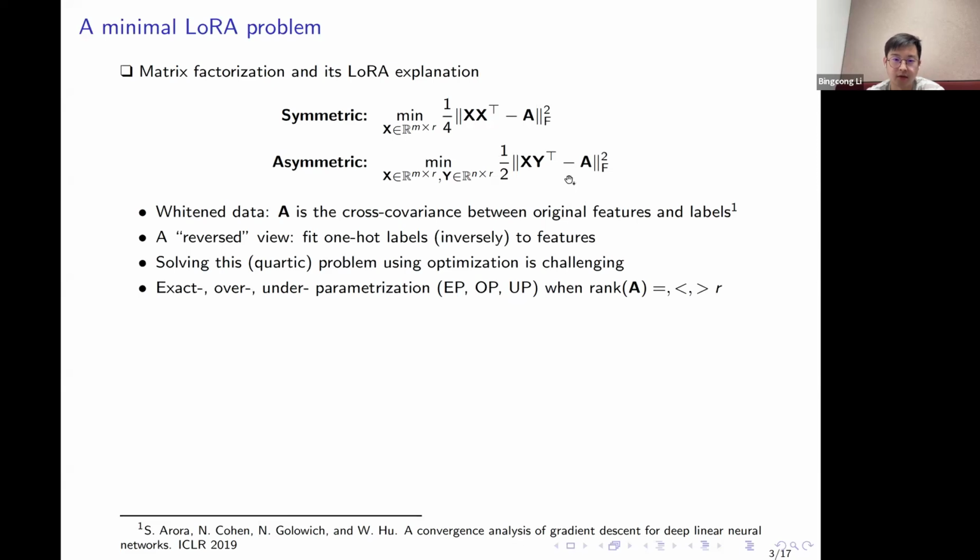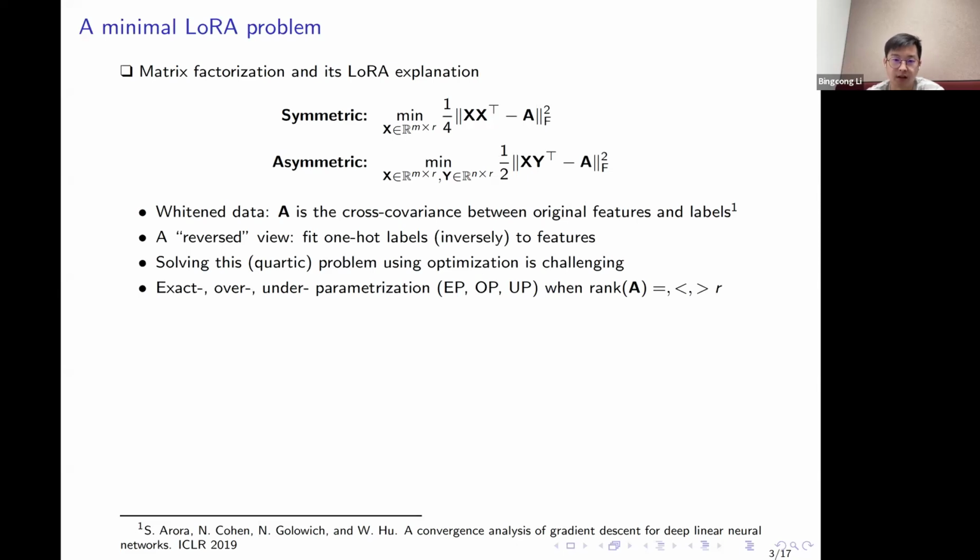To really understand what whitened data is, it's a little bit complicated, and perhaps you need to read a bit of this paper from Sanjeev Arora. But there is an easier explanation. Essentially, you can think of my data matrix as an identity, like the one-hot labels. And this A matrix, the matrix to be factorized, you can think of as features, right?